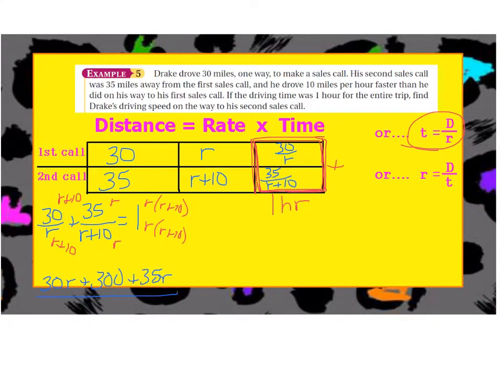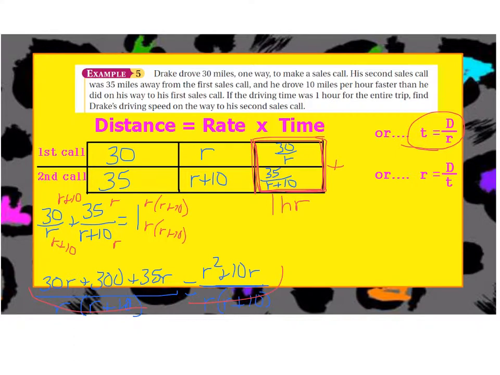And all of that is going to be over our common denominator of r and r plus 10. Equals, on this side, I'm going to go ahead and distribute the r through the parentheses. So then I'm going to have an r squared plus 10r, and that's all over the common denominator r and r plus 10. It's kind of messy, sorry. All right. So now that I have the common denominator of r and r plus 10, I'm going to take both sides times r and r plus 10, and they're going to cancel out. And all I have left is the numerator.